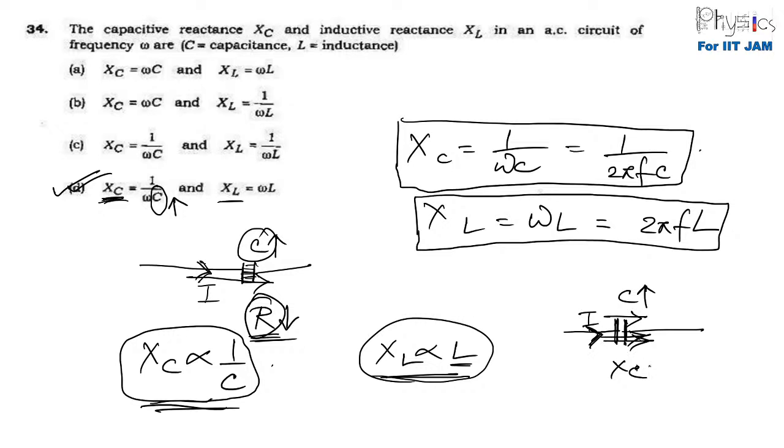Simply remember this simple concept. This short would decrease the resistance, that is the reactance in the AC circuit, and from that you can get Xc proportional to 1 by C, that is Xc equal 1 by omega C or 1 by 2 pi FC. Okay. So let's go to the next question.